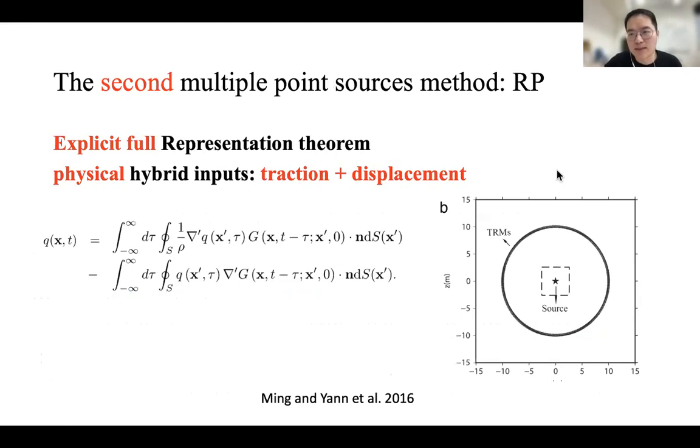And the second one is RP. It's the full representation theory, and we can say it's also a physical way. That means when we do the numerical simulations, we impose the displacement and traction terms only on the interface at each point. And it's a little bit different from the VM way because here now we need the displacement.